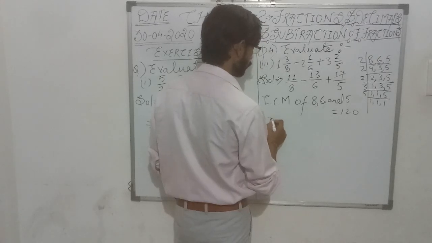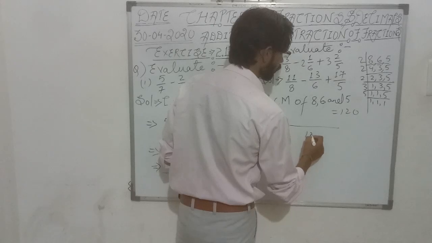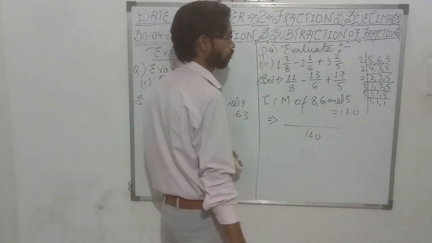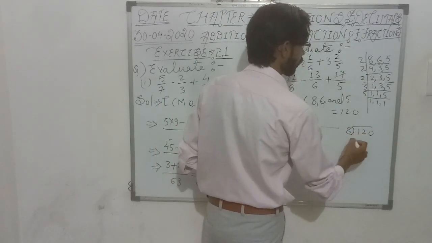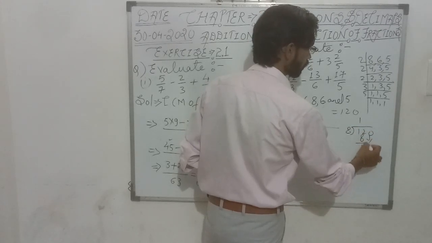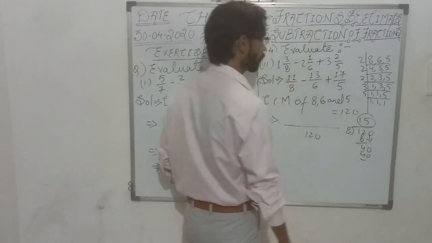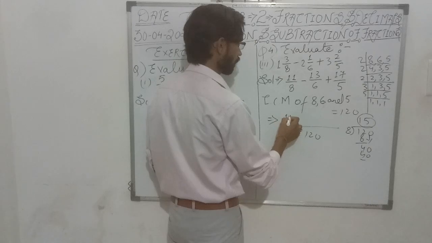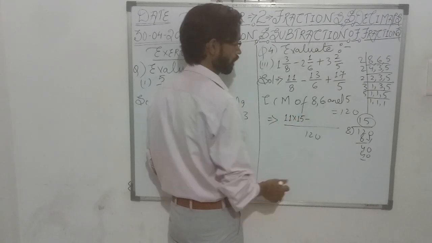What we will do here, again we'll put the implied sign, we'll put the 120 in the denominator and we'll divide it. 120 by 8, so 8 1s are 8, 4 is remainder, 0 here, 8 5s are 40. What is our answer? 15. This 15 will multiply by the numerator, that is 11 into 15 minus.